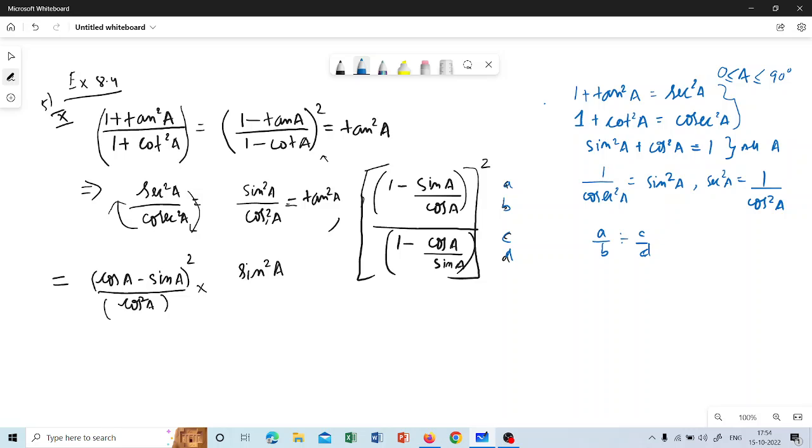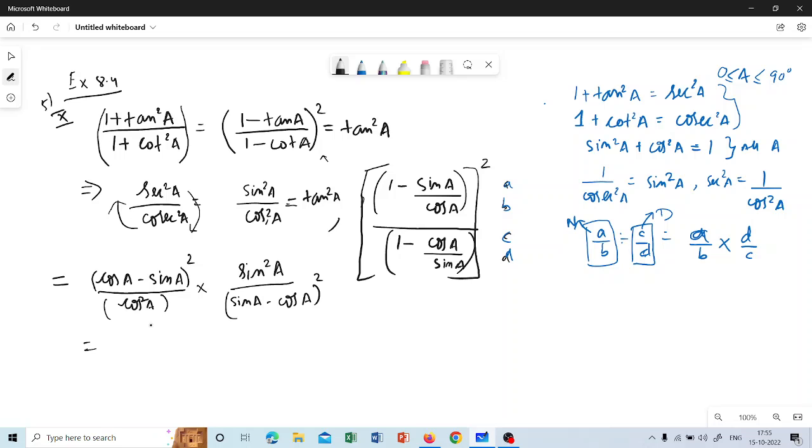Many people know this, but there is often confusion. So I can write A by B into D by C. The denominator part gets reversed and multiplied with the numerator fraction. This is what I am doing here. If I take LCM, it will become (sine A minus cos A), whole square.